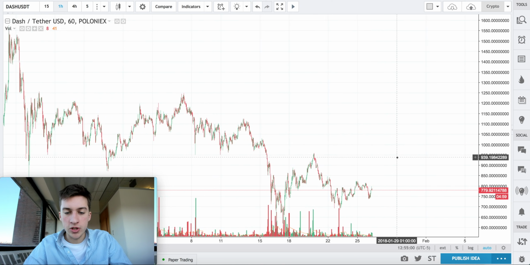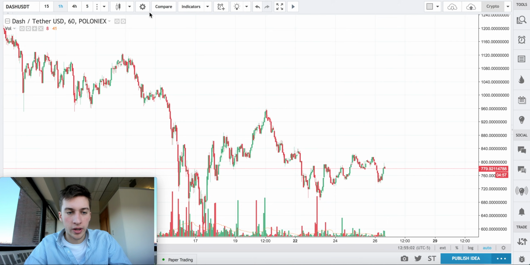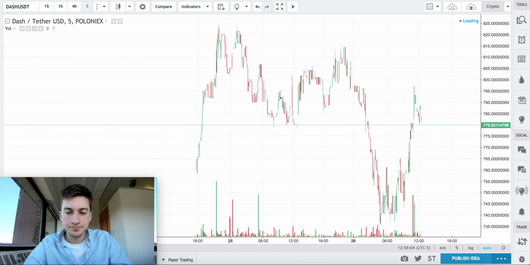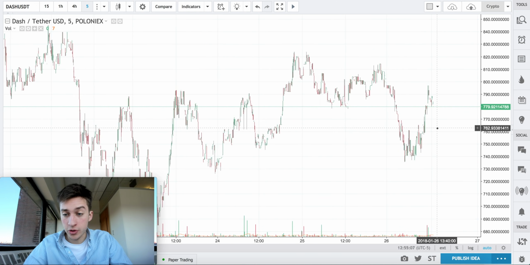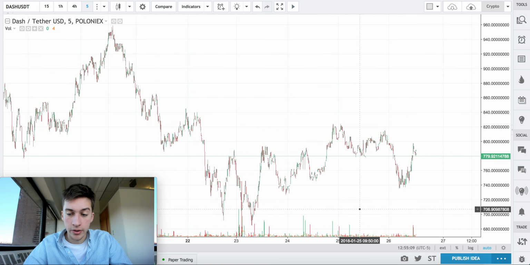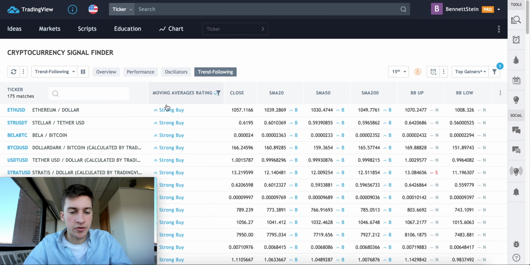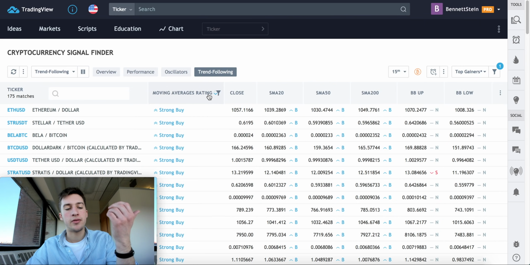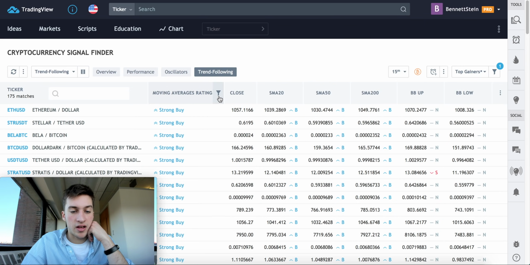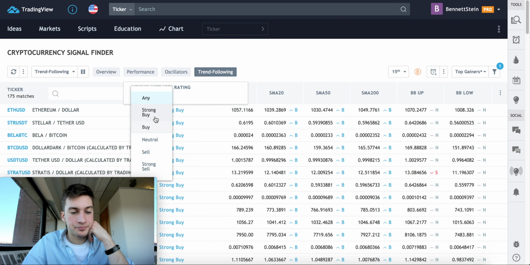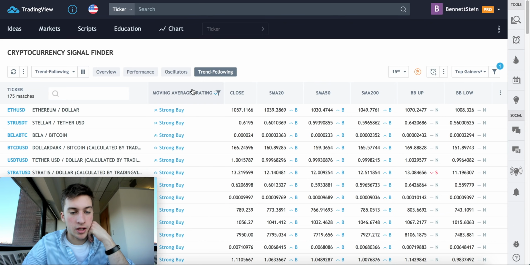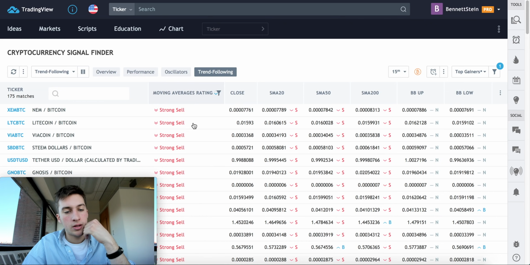So you would just buy Dash maybe. This is on the 1 hour. Let's go on the 5 minute. Maybe you could wait for a little bit of retracement, then buy, and then put a stop loss down here, and put a take profit for whenever the rating changes from a strong buy to, let's say, a neutral, or changes from strong buy to a sell. Then you would sell. And you could just trade based on that. I could just look at things that have a strong buy.